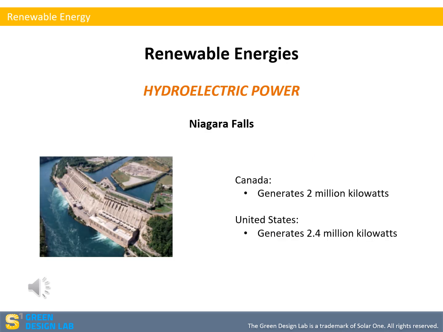A well-known hydropower project is located between Canada and the state of New York. Niagara Falls First Station was built on the Canada side of the Niagara River in 1893. Today, the Niagara River generates almost 2 million kilowatts of electricity from 3 large power plants in Canada and 2.4 million kilowatts of electricity from 2 large power plants in the United States.